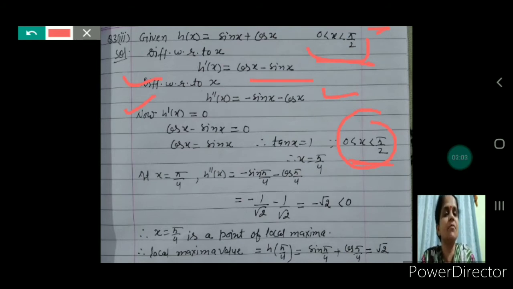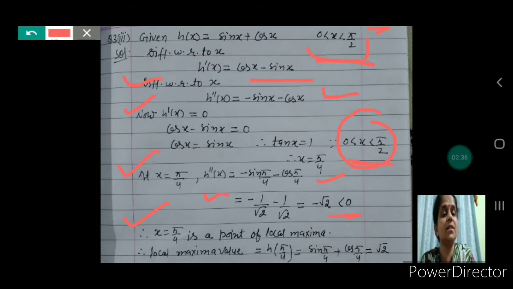And now find the value of h double dash x at x is equal to pi by 4. So here it is minus sin pi by 4 minus cos pi by 4. You will get minus 1 by root 2 minus 1 by root 2. Take LCM and solve it. You will get minus root 2, which is less than 0. So you will get the point of maxima: the point of maxima is x is equal to pi by 4.